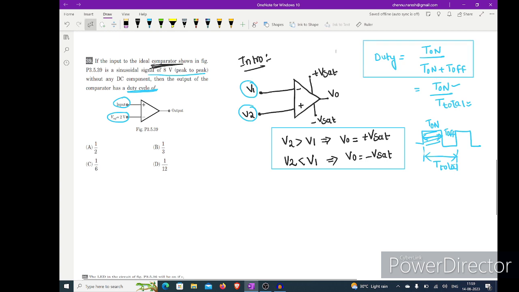So duty cycle, it is the duty. Here they are asking the duty cycle for this particular op-amp. The input is given to the non-inverting terminal of the op-amp, as I told. So whenever this input is greater than 2 volts, if the input is greater than this terminal, the output is Vsat.